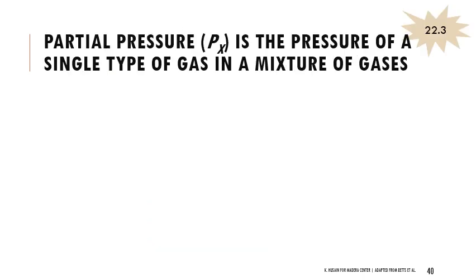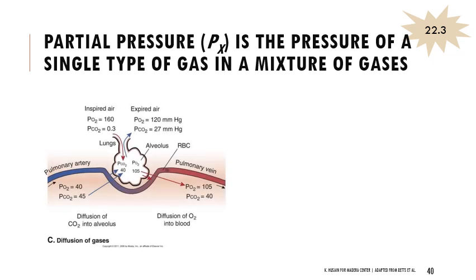Okay, so moving on to our next section, I've used that term partial pressure a couple times with this P, and when I've used it so far, it's been a lowercase p and then the symbol for the gas. But what that's referring to is the pressure of a single type of gas in a mixture of gases. So this is a diagram showing the partial pressures of oxygen and carbon dioxide in the alveolus of the lungs versus different systems of the body, the pulmonary artery and the pulmonary vein.